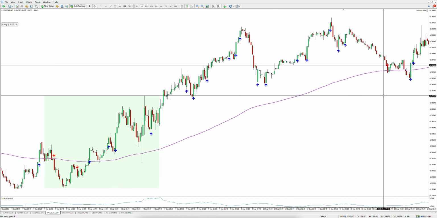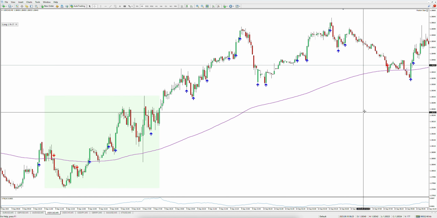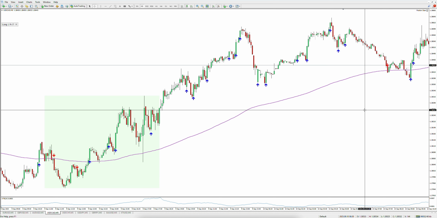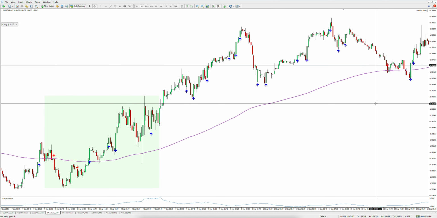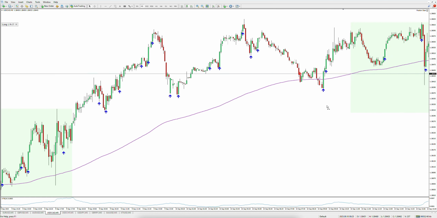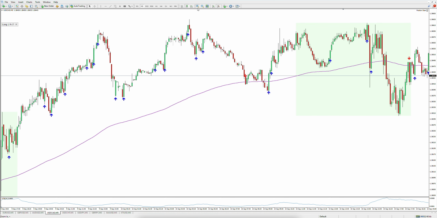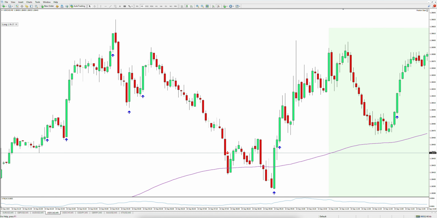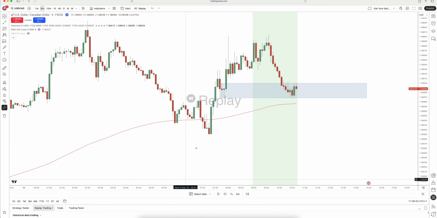So with that being said, what I was looking for was long positions above the moving average. So we'll go on to where I took the trade. Let's see. So you can see here, there's quite a lot of momentum come out of this area here. Okay, quite a lot of momentum. So we'll go to this replay device thing on TradingView.